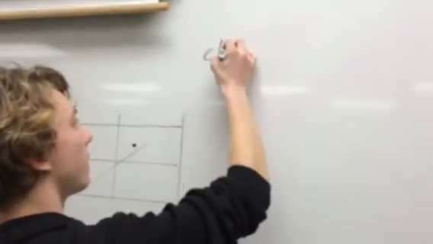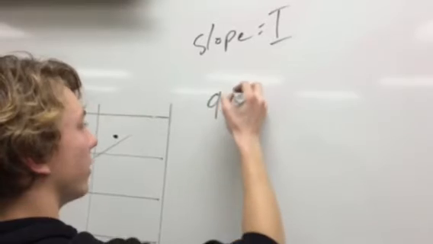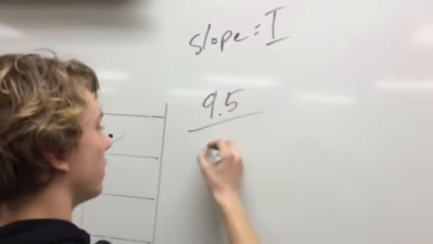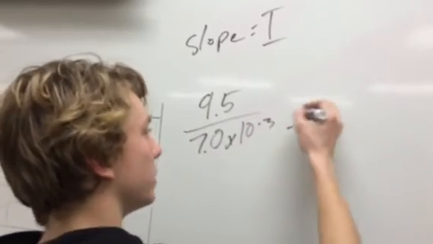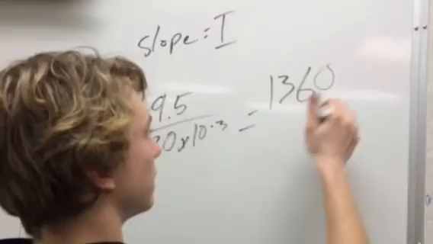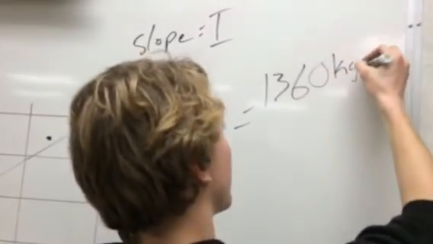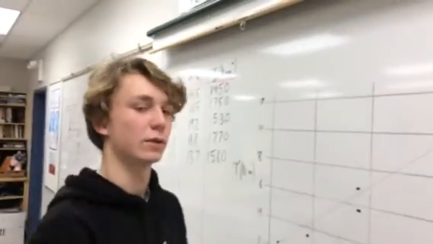The slope of this line, we had torque over angular acceleration. That equals moment of inertia. Slope equals I. We had rise over run, which is about 9.5 on top of 7.0 times 10 to the negative 3, which equaled 1,360. Correct units, kilograms, meters squared. This is your I value, as we've calculated.